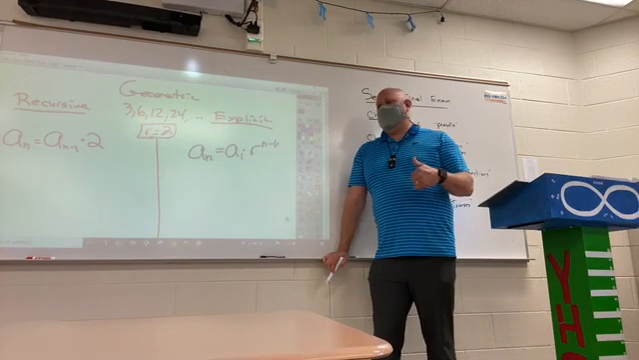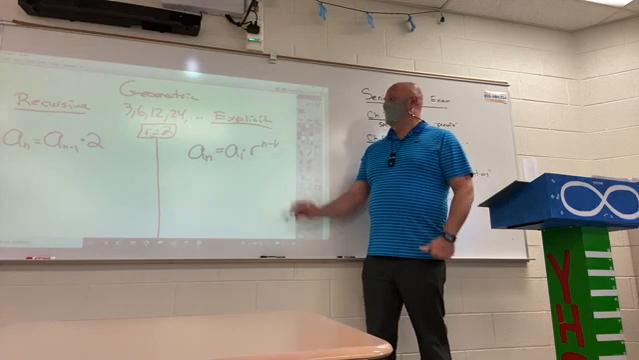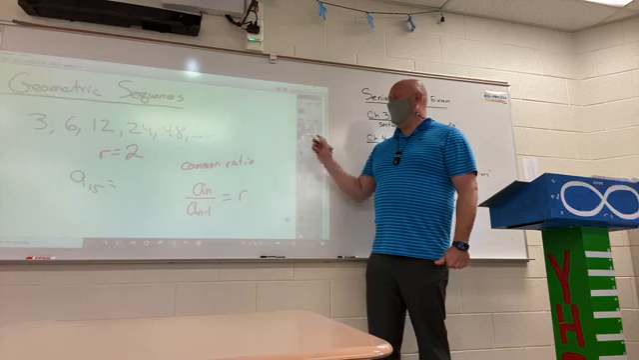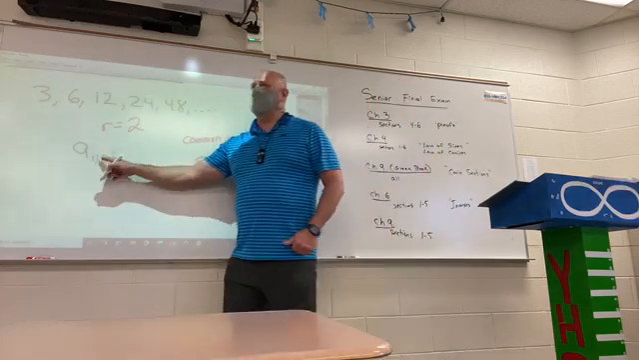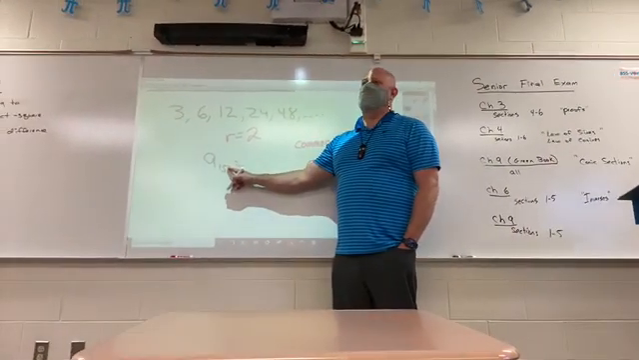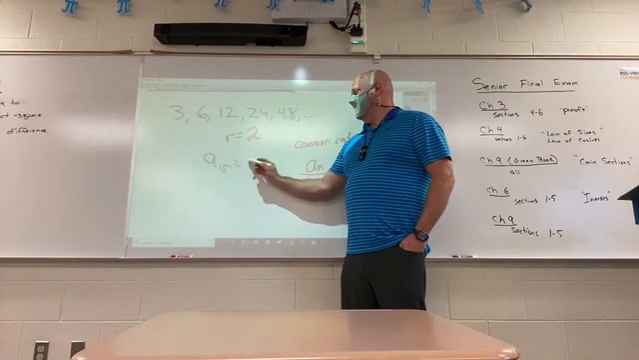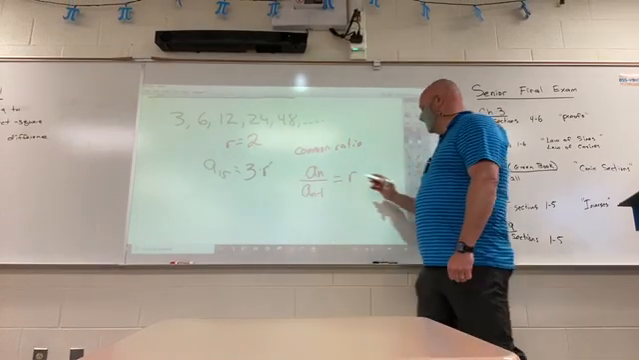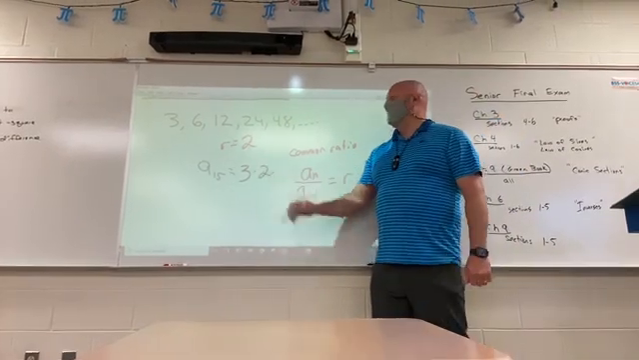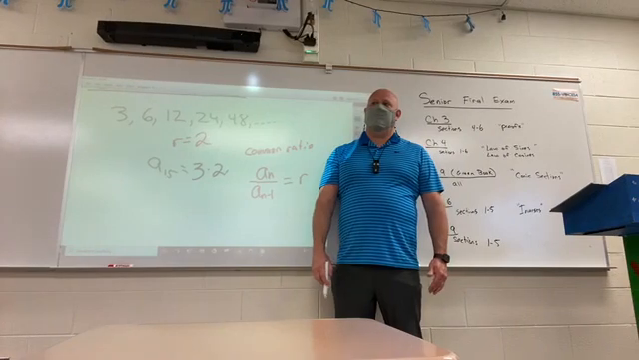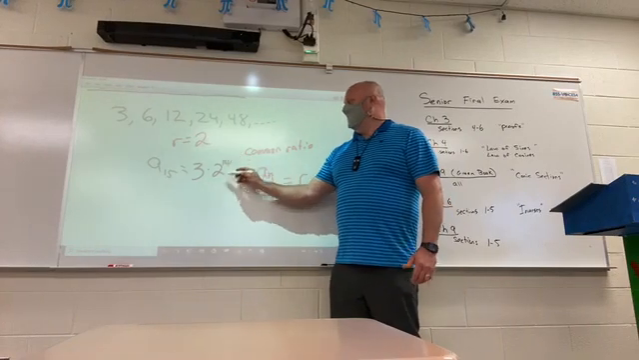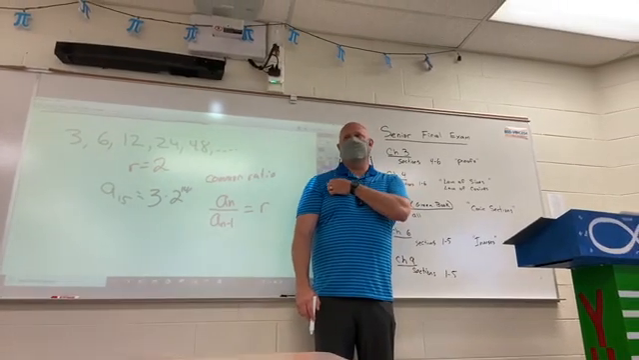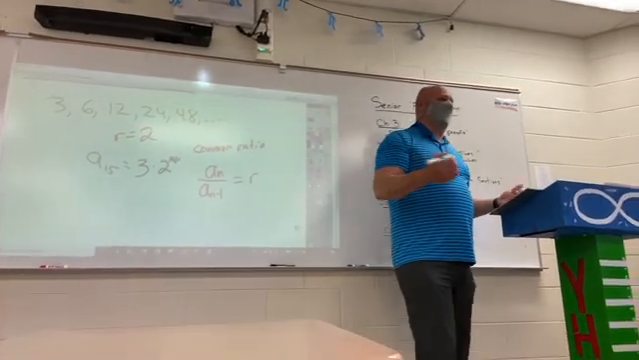So I can find any term I want fairly easily. If I wanted to find, in this pattern, a sub 15, like I said, how could I find that a sub 15 fairly quickly? I need my a sub 1, which is 3, my r, which is 2, to the what power? 14. And then I just grab a calculator and figure out what 2 to the 14th power is, which is a fairly large number, times that by 3, and I have my answer.